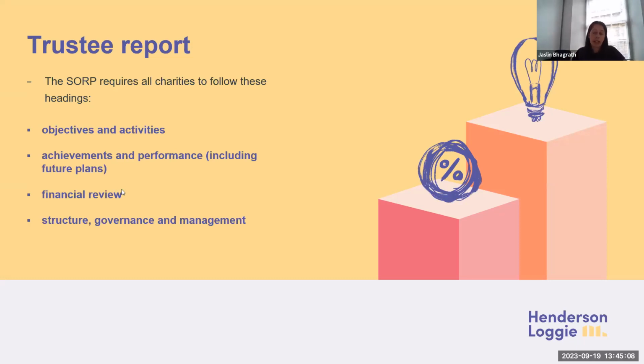You also need to document your structure, governance and management. And that is, again, what is your governing body? Is it articles of association? Is it a trust deed? Who are the management team? What are the good points of good governance? For example, what does your trustees' induction look like? How do you induct your trustees into the organisation? And who are your key management personnel as well?